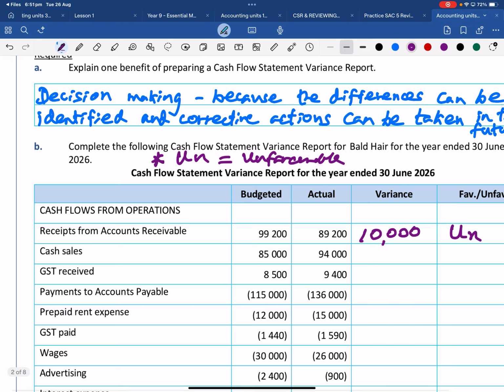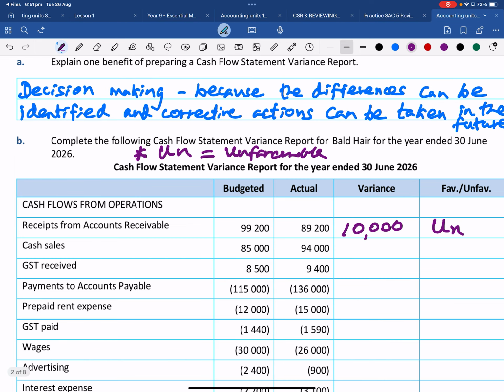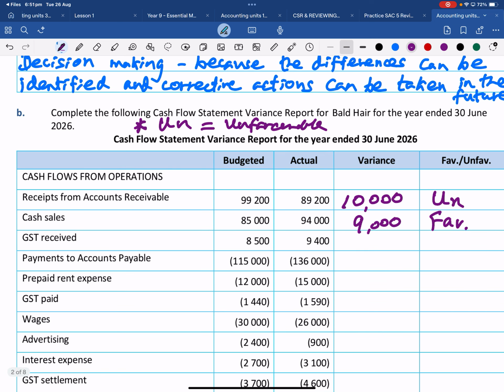Okay, guys. Right. Now, this is okay. 10,000 unfavorable. Cash sales 9,000 favorable. Why is it? We made more money than expected. We received more. Yes, good. GST received favorable. Good.